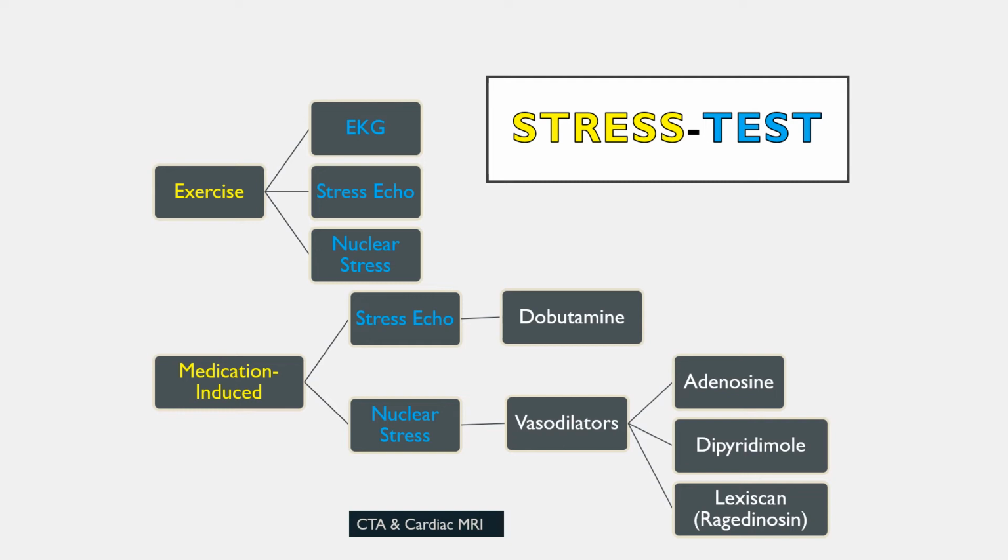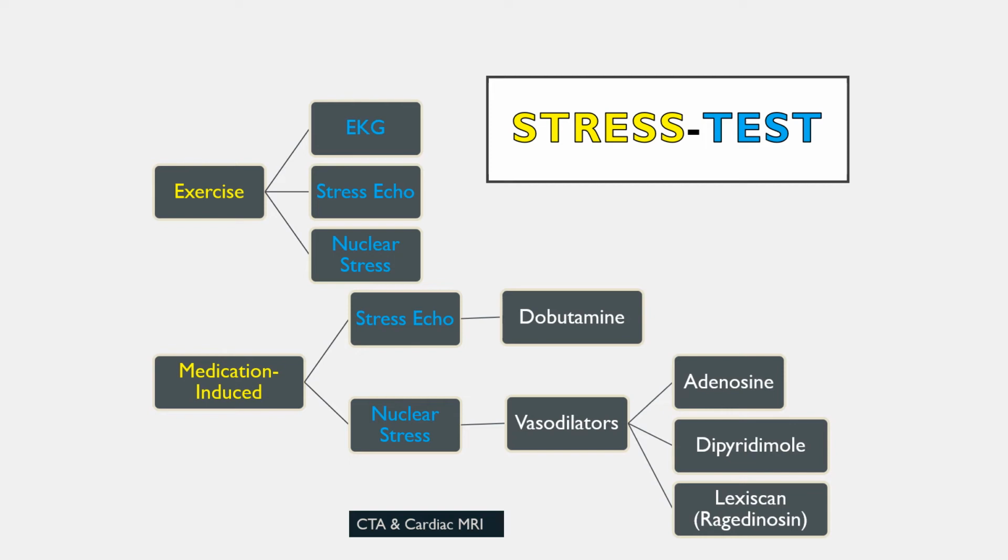If exercise cannot be used, a medication-induced stress test should be done. This can also be performed by stress echocardiogram with dobutamine, which is basically liquid exercise, as it is both inotropic and chronotropic. As with exercise, you shouldn't do this if the patient has a pacemaker, coronary artery disease, or a left bundle branch block. A nuclear stress test is performed using a vasodilator.